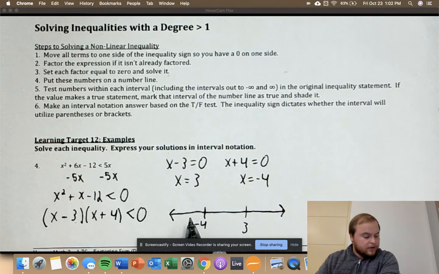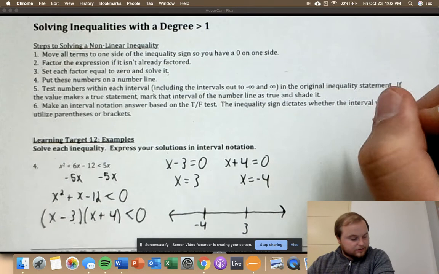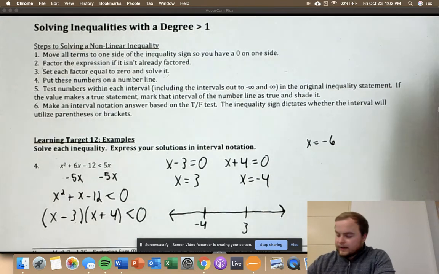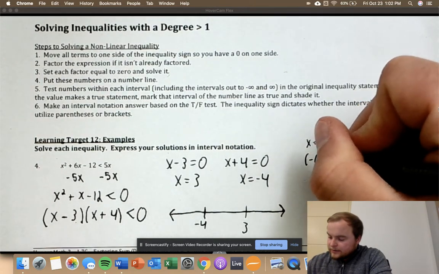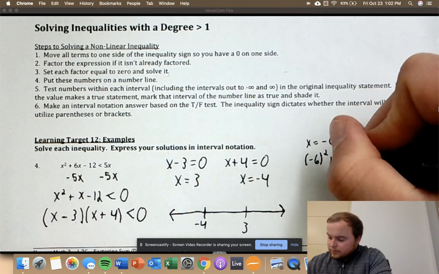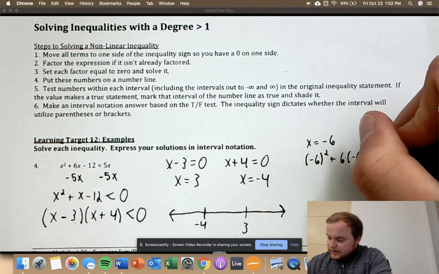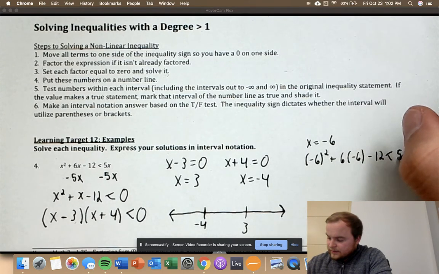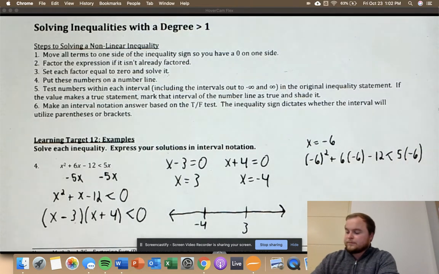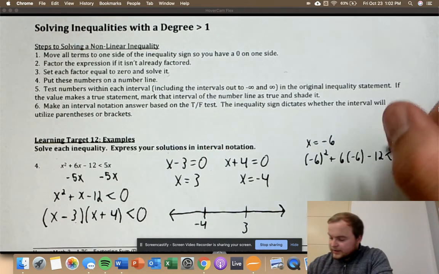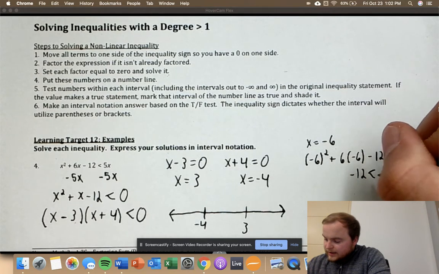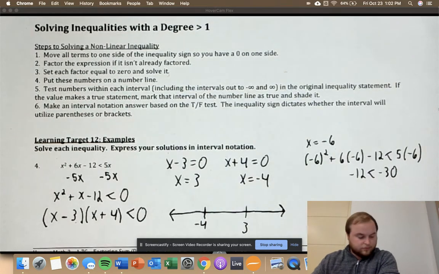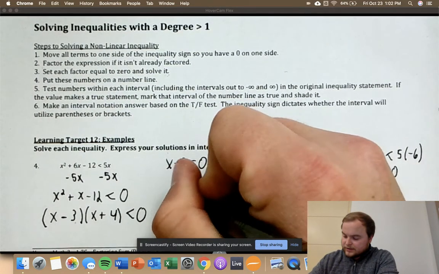All right, so let's test. We'll start on the left here. Let's say we test with negative 6, so x equals negative 6. We can write that in our inequality. We get negative 6 squared plus 6 times negative 6 minus 12 is less than 5 times negative 6. When we simplify that all out, we end up getting that negative 12 is less than negative 30, which we know is not true. So we'll say this is false.